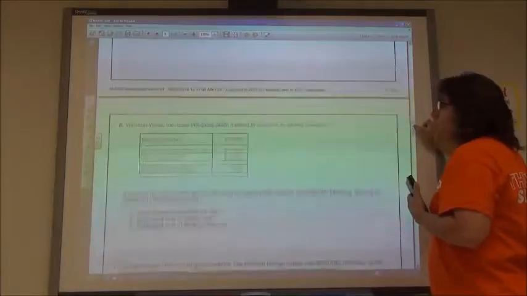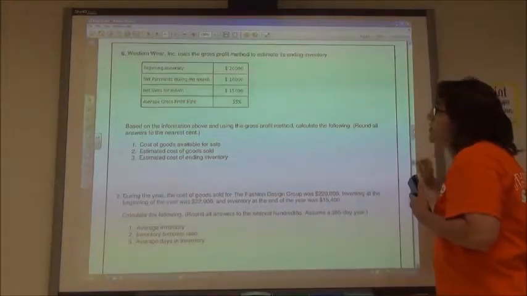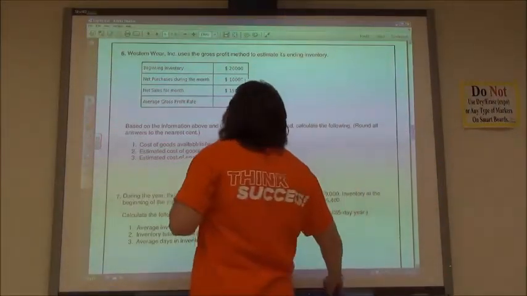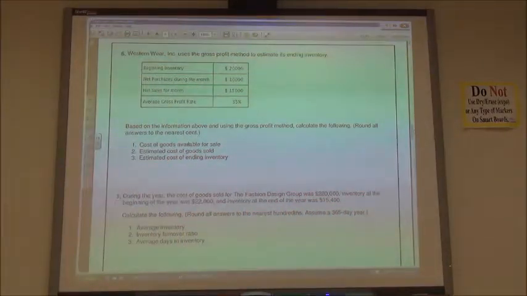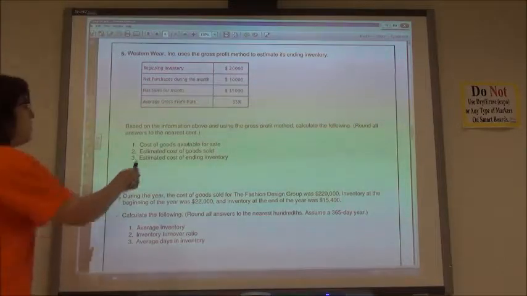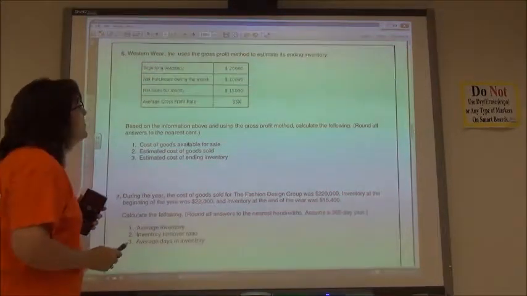And number 6, going to be the same kind of thing. Western Wear Incorporated uses the gross profit method to estimate the inventory. Based on the information above, using the gross profit method, calculate the following. What are our costs for our goods available for sale?